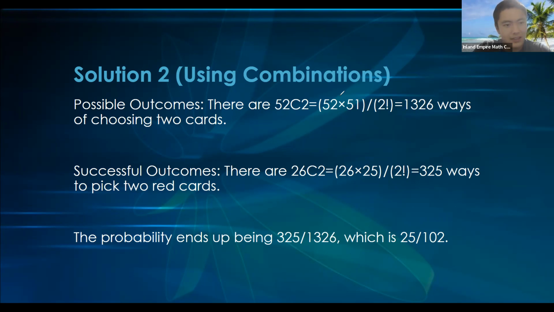So you have 1,326 ways of choosing 2 cards, but that's the possible outcomes. Now we want to find the successful outcomes, and we know that there are only 26 red cards. So we want to choose 2 red cards out of 26. That's just 26 choose 2 again, because you're choosing 2 objects out of a set of 26, like choosing 2 volunteers out of 26 students. So that's 26 times 25 over 2 factorial, which is 325. If you divide 325 by 1,326, you end up with 25 over 102 right here.